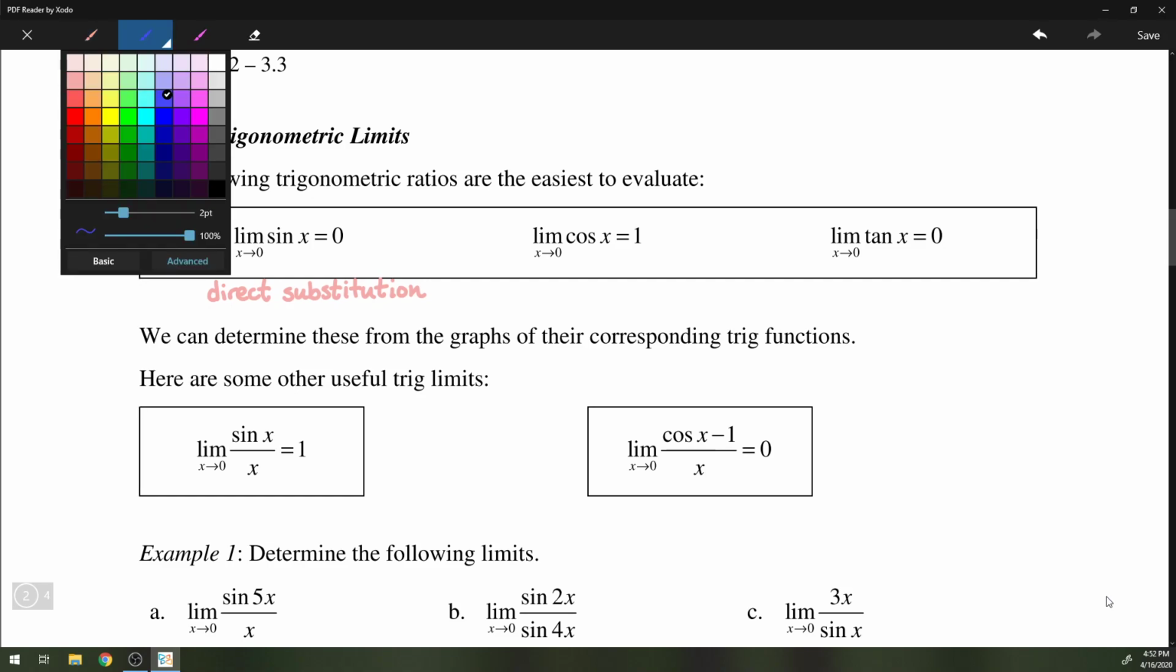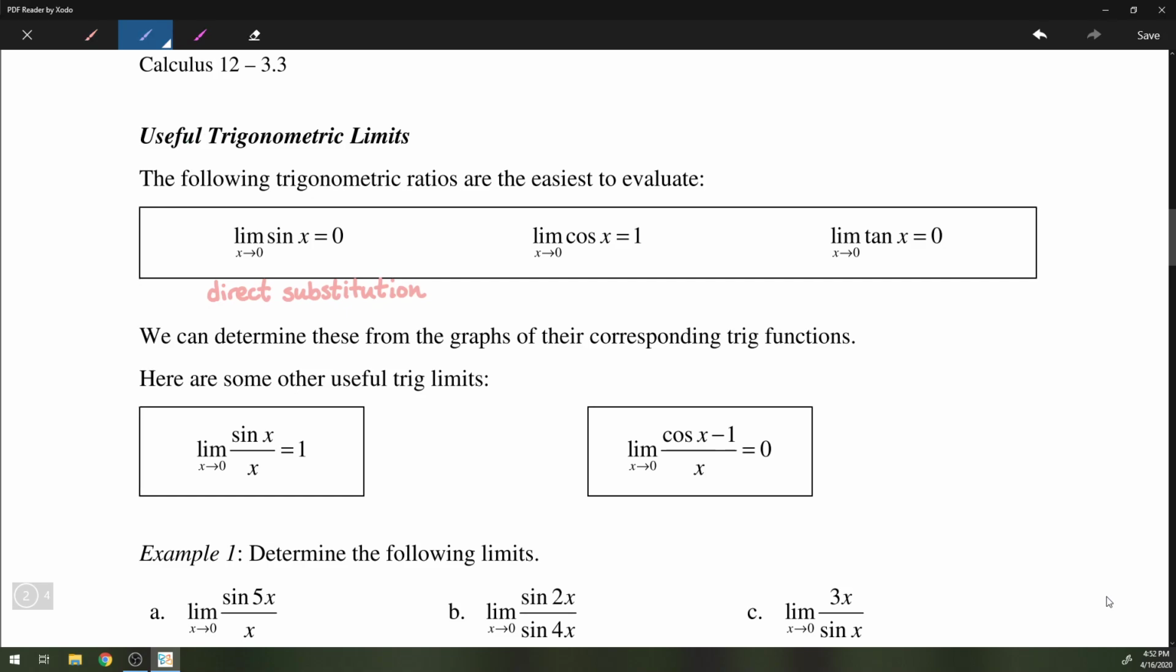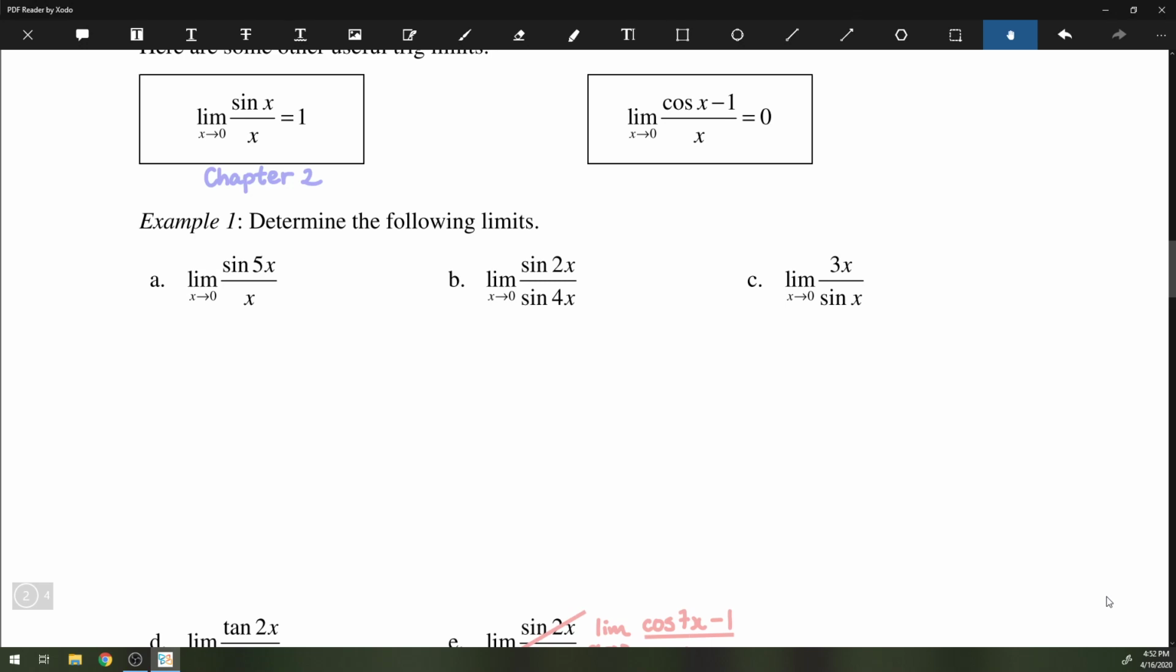And then the next piece is the special trig limits, and we talked about them back in chapter 2. We basically used a combination of graphs and other results to show that the limit as x approaches 0 of sine x over x is 1, and likewise the limit as x approaches 0 of cosine x minus 1 over x is 0. And those will be a little bit more important later on as we go through our examples.